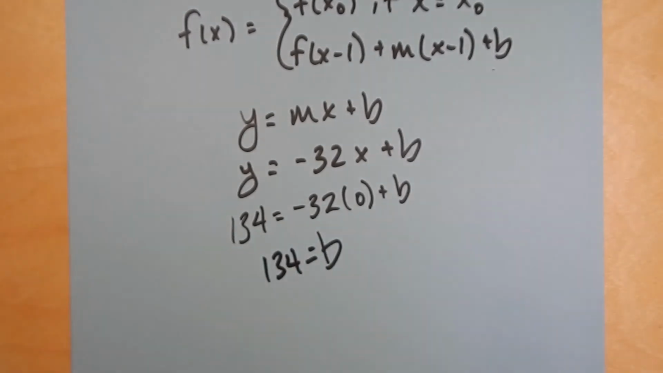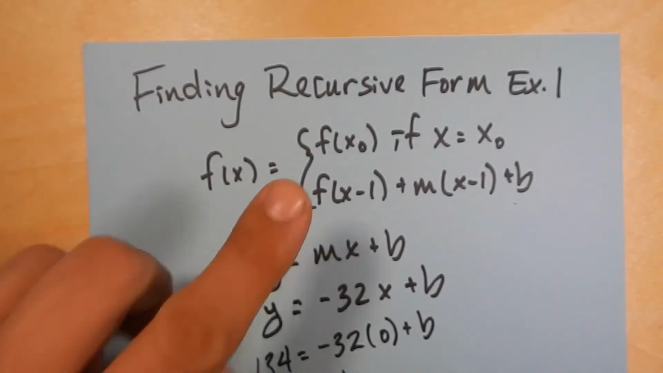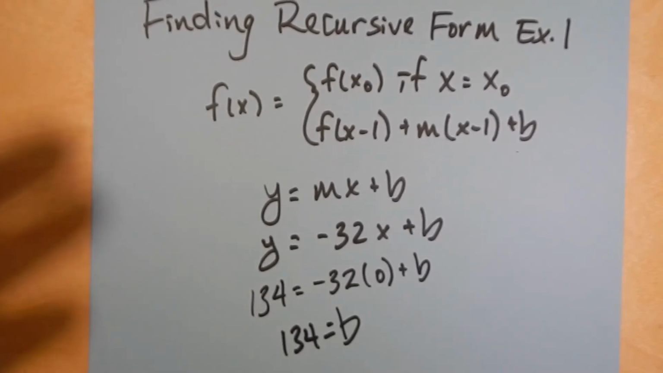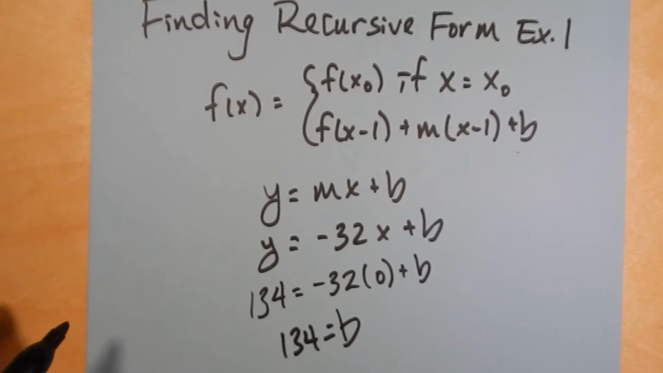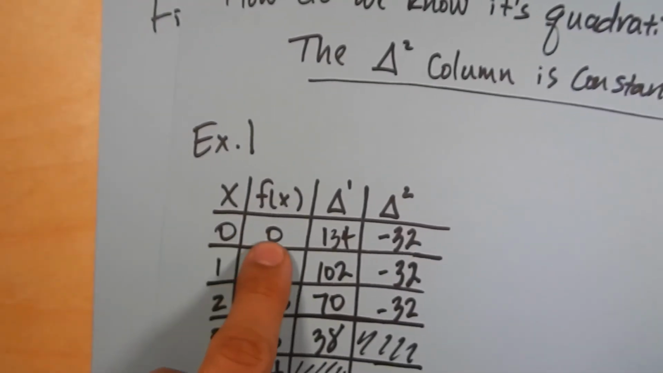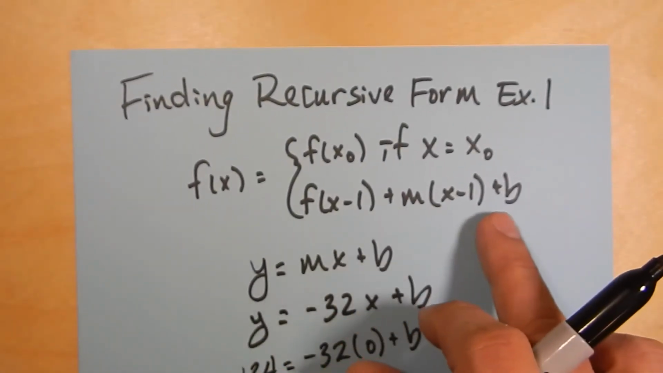So now we can take all of this information and put it together into our recursive form. So there's not much to do here. Sometimes finding the linear function is a little bit harder, but a lot of the information is going to be in the table already. So we're going to use some information from the table. So we need our first input and output, and then we need our linear situation here.